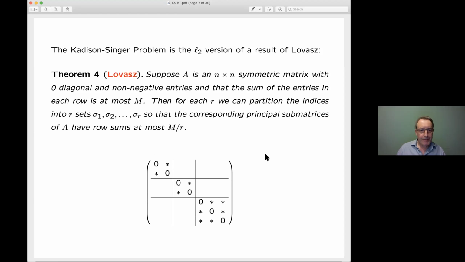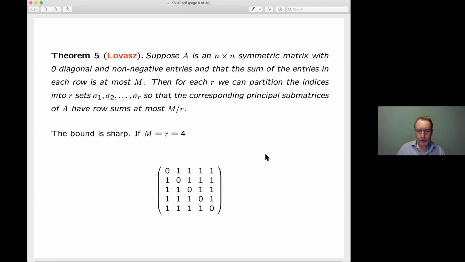All right. Well, I thought I'd give you a proof of Levasse because it's rather cute. But before I do, let me just remark that the bound is sharp. So if I pick r equals 4, so I'm going to cut into 4 pieces, and just to make the picture easy, let me also assume that m is 4. Of course, it's scale invariant, so it doesn't matter what m is. But I have to choose something in order to draw a matrix. So let me actually take it to be 4.